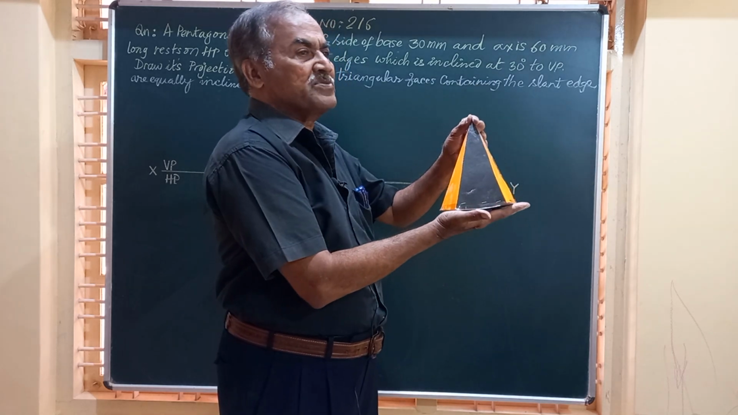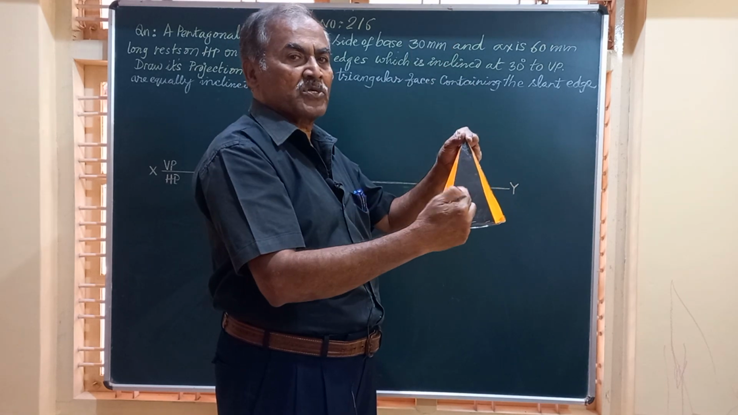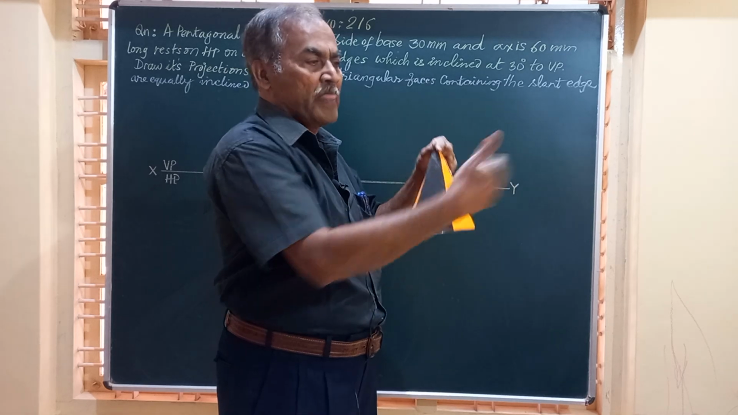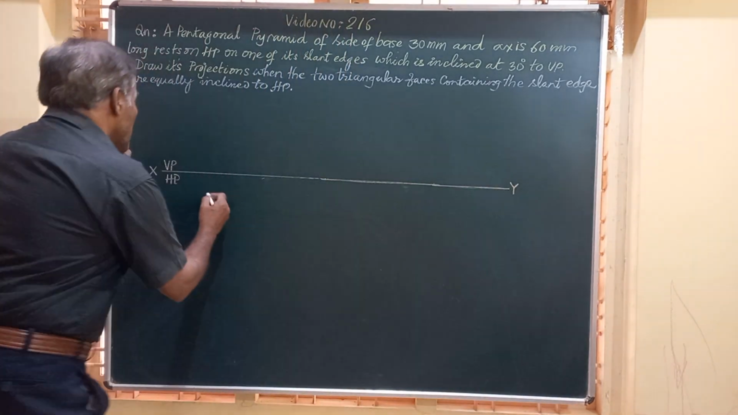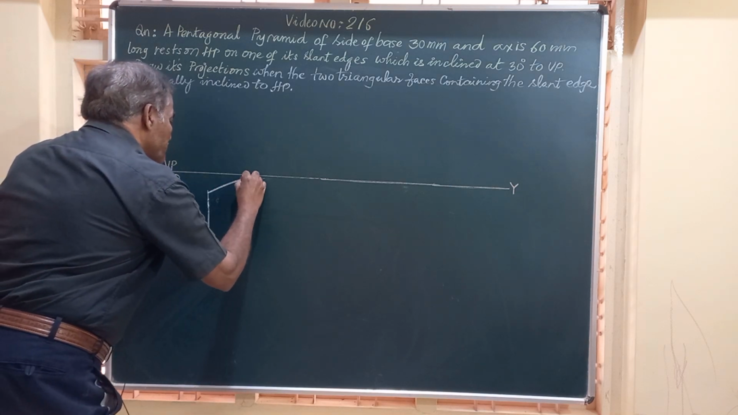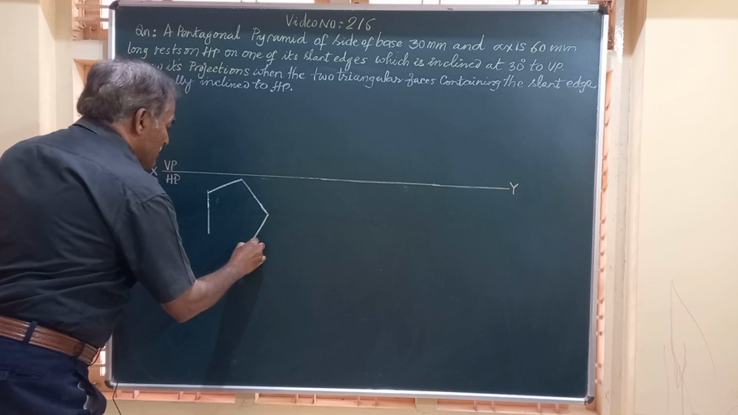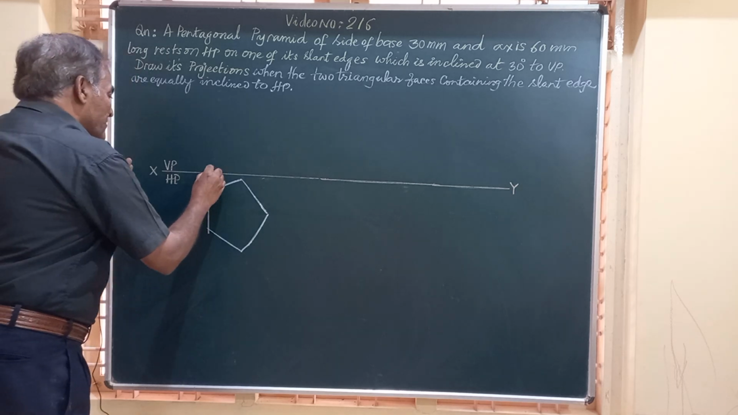So placing the object on HP, obtain the top and front views of the solid when one of the corners of the base is to the right side of the observer. So friends, here I am going to construct a pentagon of the given side of 30 millimeter and obtain the top and front view.